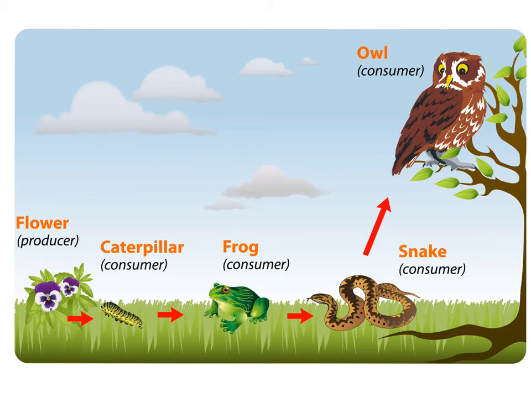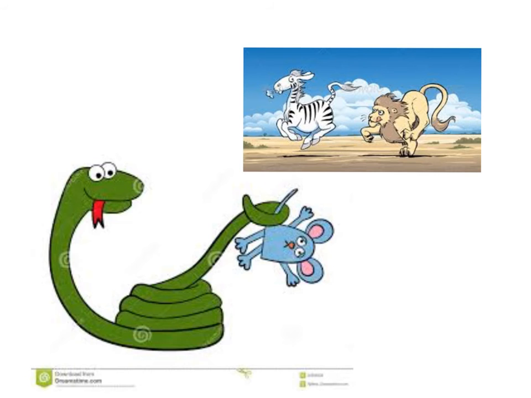Other consumers, such as the snake and owl, are called predators. A predator is an animal that captures and eats other animals. Animals that are captured and eaten by other animals are called prey.